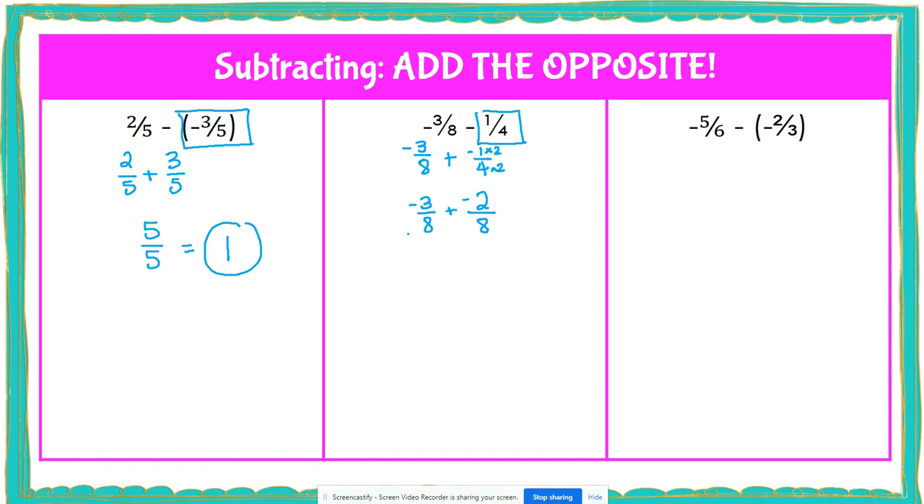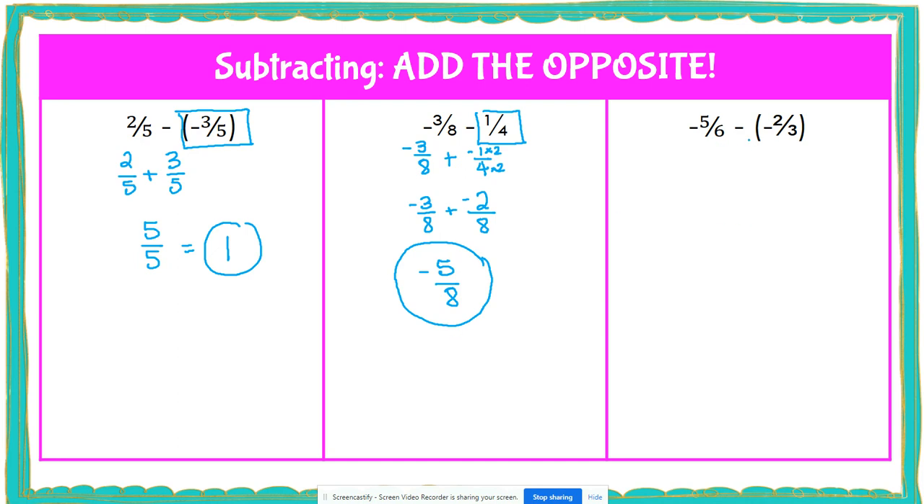Now I have common denominators, so I can add like normal. I see that I have two negative numbers, which means I have like signs. And the rule for like signs is to add the absolute values and keep the sign. So I am just going to add 3/8 plus 2/8, which means I'm going to add my numerator of 3 plus my numerator 2, which would give me a numerator of 5. And I'm going to keep my denominator of 8. Because these were both negative, my answer is also going to be negative, so my answer is negative 5/8.